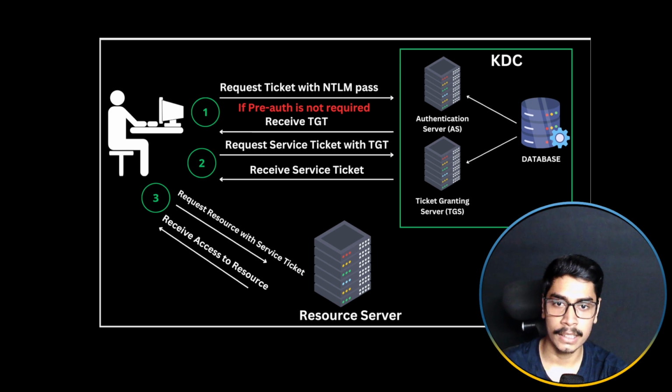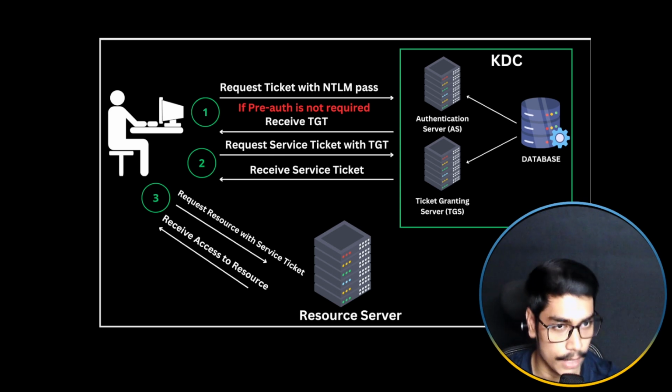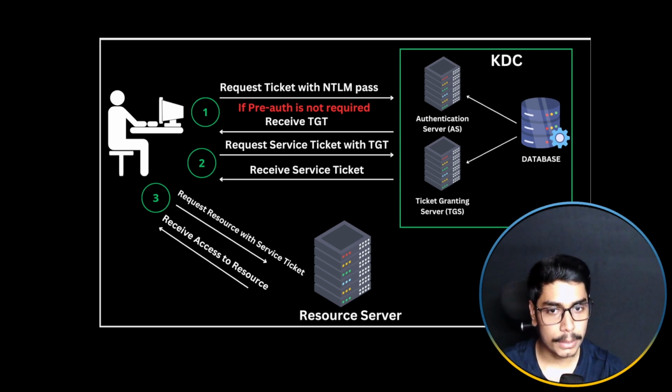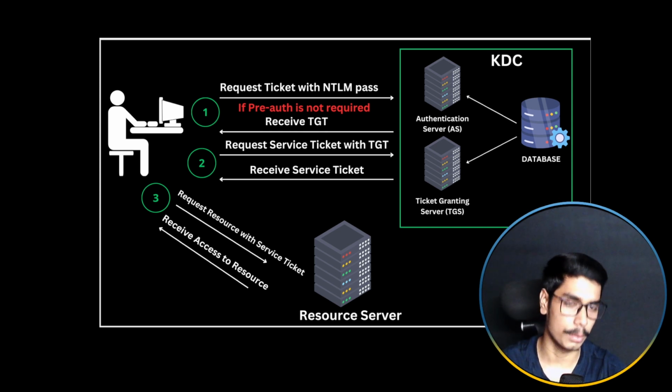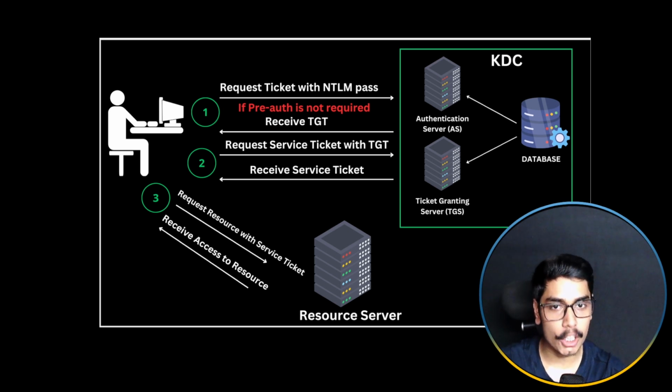Then the client requests a service ticket from the KDC with the help of the previous TGT. After that, the KDC validates that TGT and responds back with a service ticket. After receiving that service ticket, the client can easily access any kind of resource or service. Now there is one step in this process named Kerberos pre-authentication. This Kerberos pre-authentication provides an extra layer of security in this authentication protocol. Let's understand how it works.